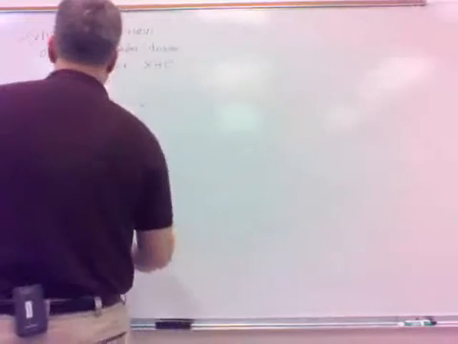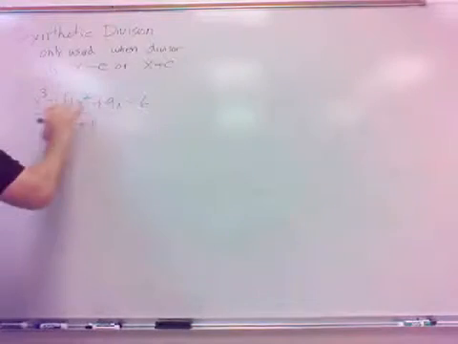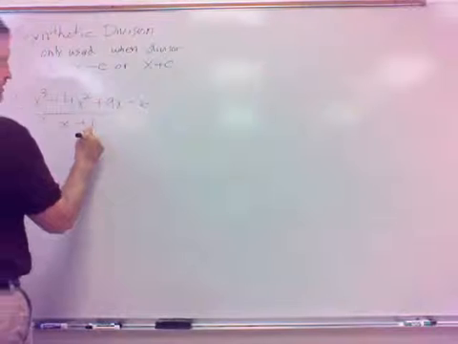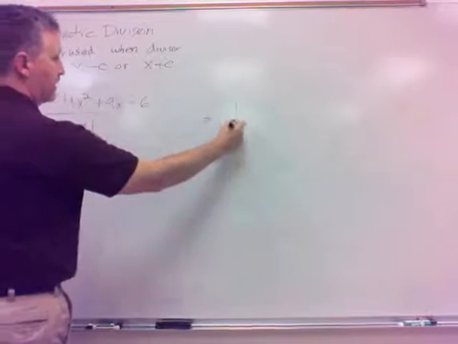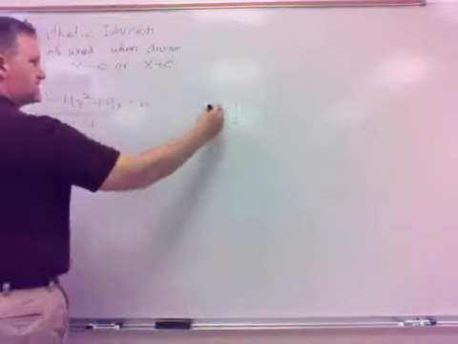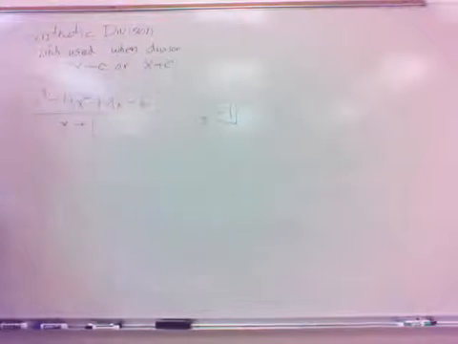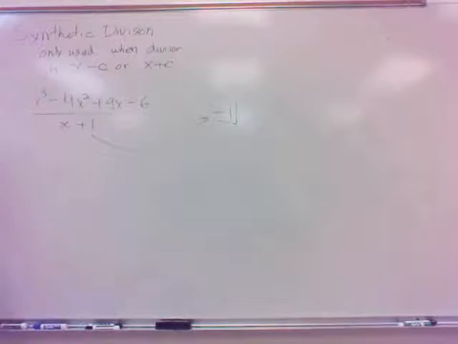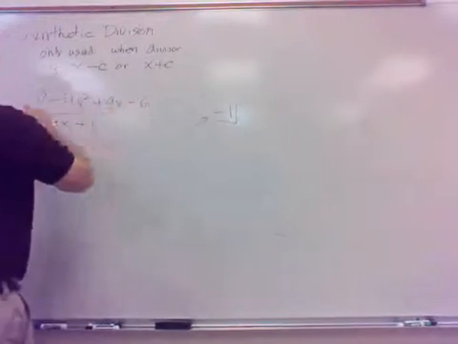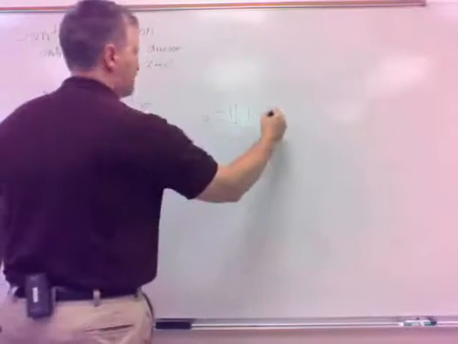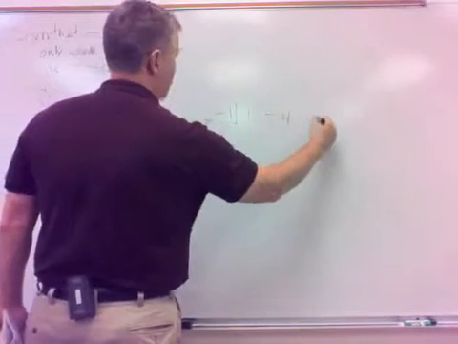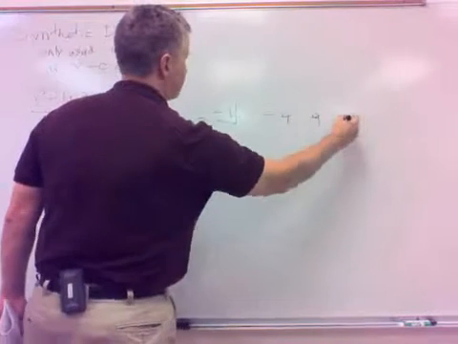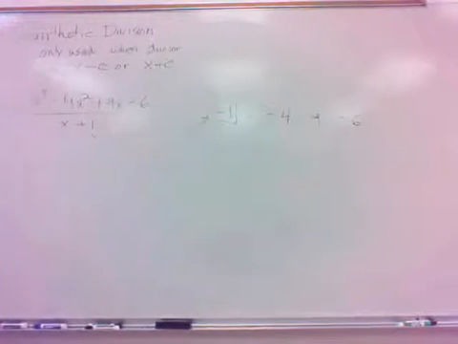Okay. So this time we got the same top line, but this time I'm dividing by x plus 1, so what goes right here? Well, you change the sign, so you do a minus 1 there for the number in that part there. Then alongside it, you just do the coefficients, so you got 1, negative 4, 9, and negative 6.